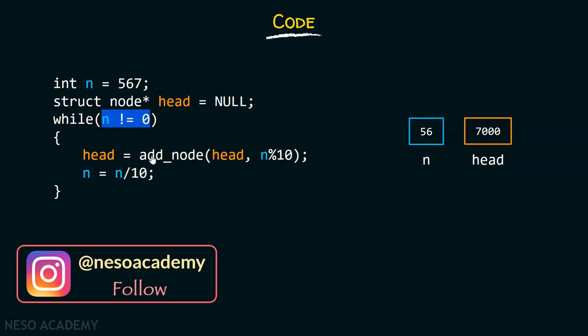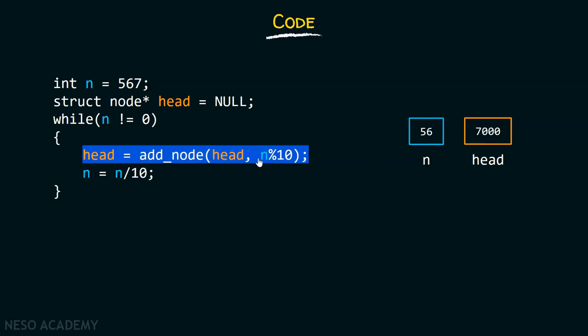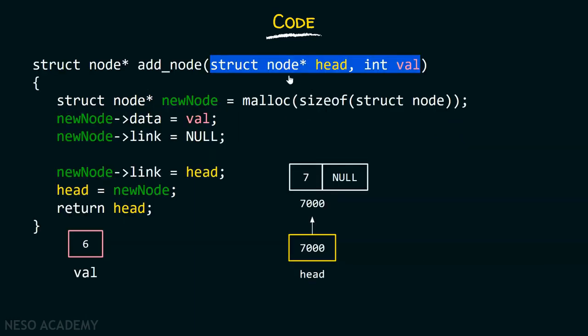Therefore, we can get inside this while loop and again call the add node function. And to this function, this time we will pass this address 7000, and obviously n mod 10 must be replaced by 6. This is how this whole procedure works. I hope you get the idea. Obviously, here we will pass 7000 and 6 to this add node function. And these values will get received by this head pointer and val. Head pointer will simply receive the address 7000, and val, this particular variable, will receive value 6.